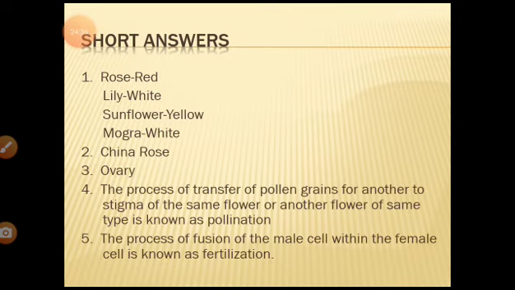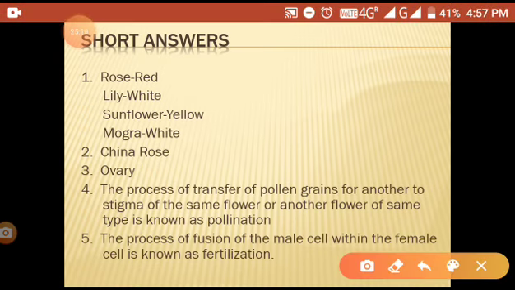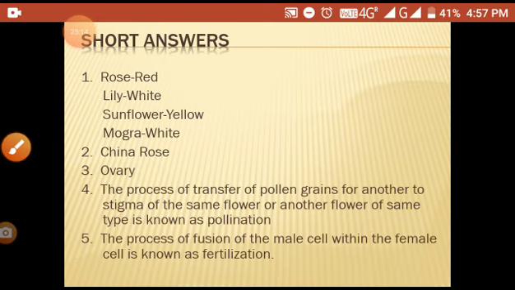Then short answers. First short answer: rose red, lily white, sunflower yellow, mogra white. Second, China rose. Third, ovary. Fourth, the process of transfer of pollen grains from one anther to the stigma of the same flower or another flower of the same type is known as pollination. Then fifth, the process of the fusion of the male cell with the female cell is known as fertilization.